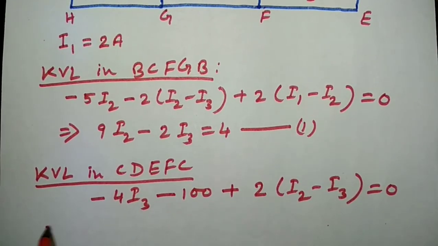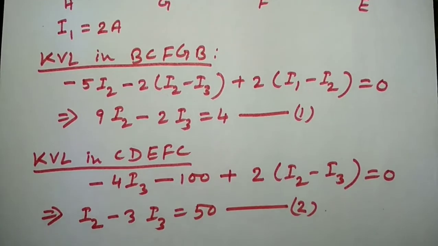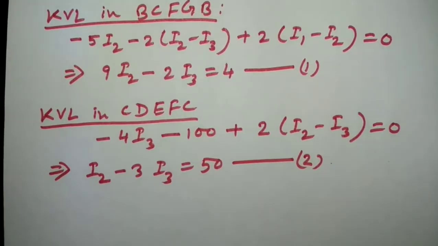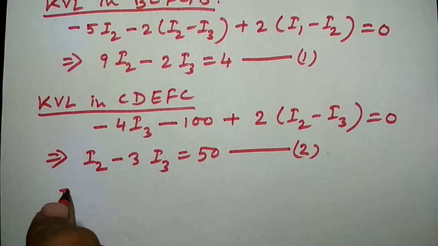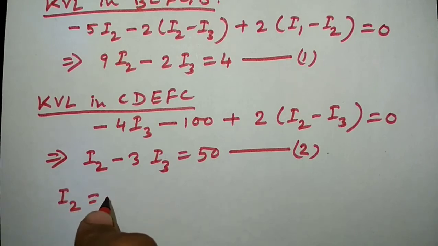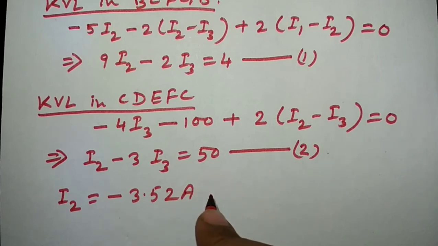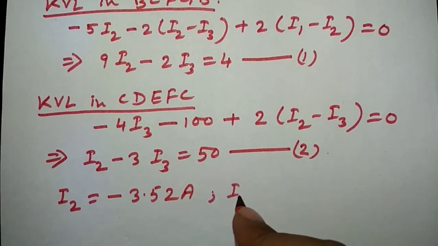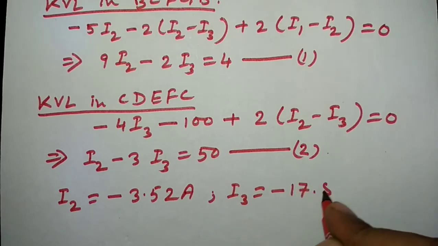After simplification, the equation will be I2 minus 3I3 equal to 50. Equation number 2. So after solving equation 1 and equation 2, we will get the value of I2 as minus 3.52 ampere, and the value of I3 is minus 17.84 ampere.